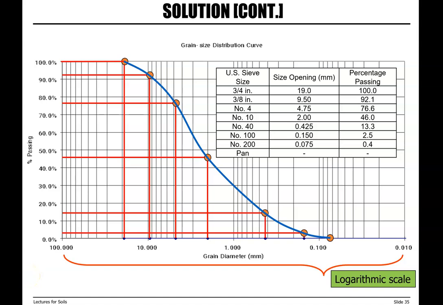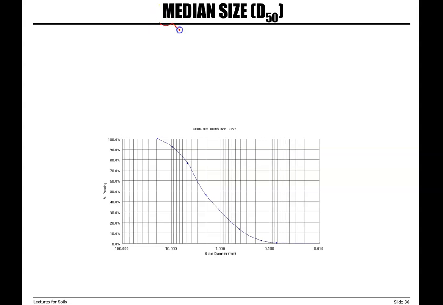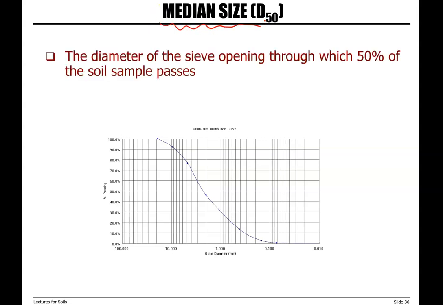Now that we have our grain size distribution curve showing percentage passing from different opening size or grain diameter, we want to see what we can learn about our soil. So the first thing that we're going to go over is called median size, which is the diameter of the sieve opening through which 50% of soil sample passes. So we want to know 50% of our soil is smaller than what size?